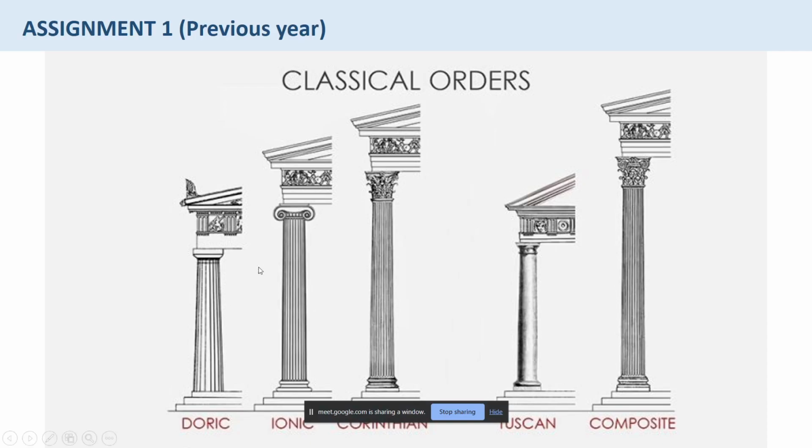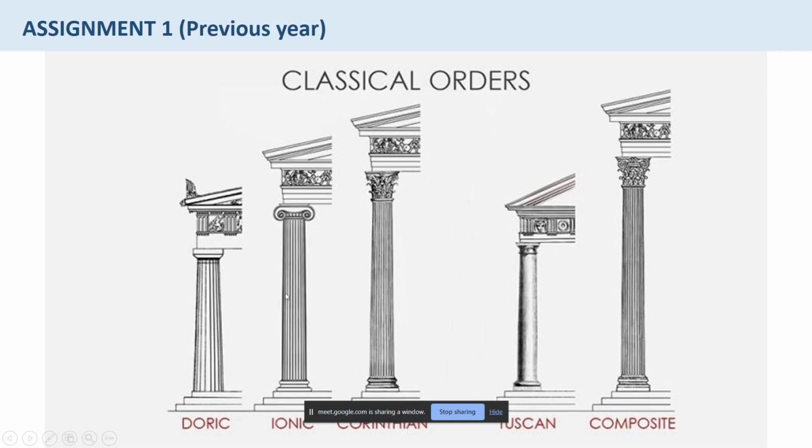The difference between all these columns is mainly in the capital that they have. Doric has a very plain capital, it does not have any ornamental capital. Ionic has a capital with scroll-like ornamentation, while Corinthian has a very decorative capital inspired from a native Greek leaf. I'm forgetting the name, I'll check and tell you right now. These are the classical Greek orders, and then the Tuscan and Composite are Roman orders which have been inspired from the Greek orders.